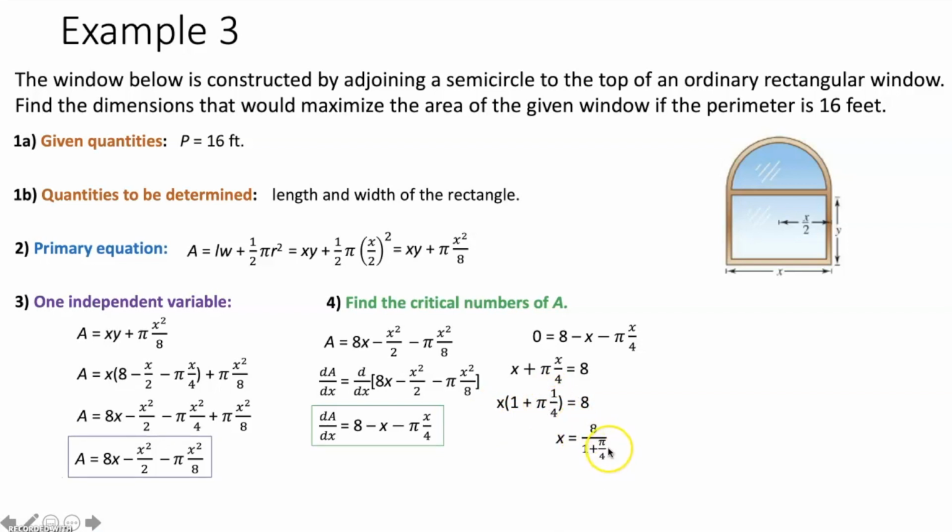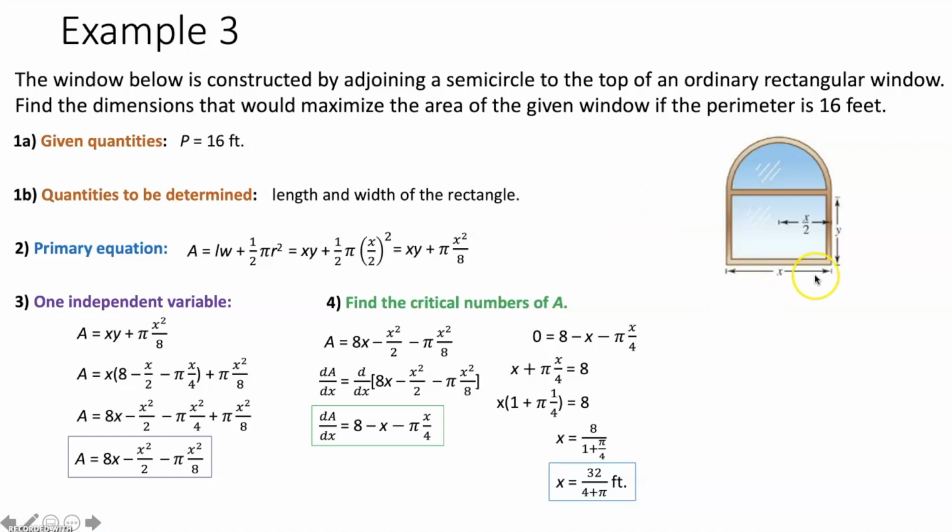Now, I don't want to have a fraction within a fraction, so I'm just going to multiply the numerator and denominator by 4, and I end up getting that x has to equal 32 over 4 plus pi feet. I'm going to leave it like this because I want to leave my answer as exact as possible. Now, before moving on, let's quickly determine whether this makes sense as a side length. Yeah, it's not 0, it's not negative, so we can move on.